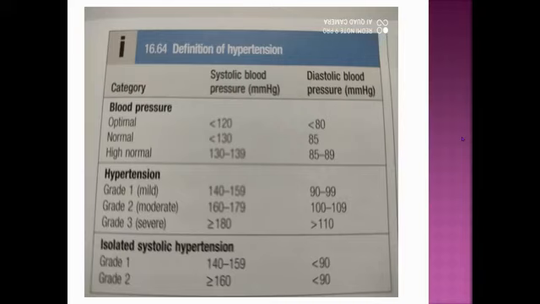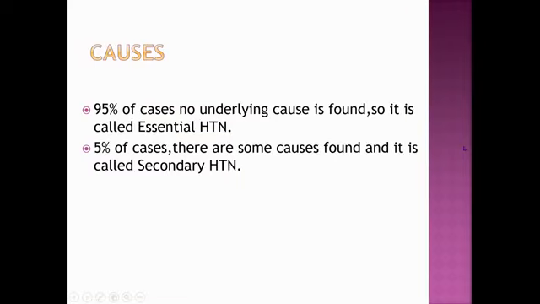It is most commonly seen in the older age group above the age of 60 or 70. Grade 1 isolated means only systolic 140 to 159 millimeter of mercury, and grade 2 is 160 or more. Now, causes of hypertension. In 95% of cases, no underlying cause is found, so it is called essential hypertension. And in 5% of cases there are some causes, and it is called secondary hypertension.